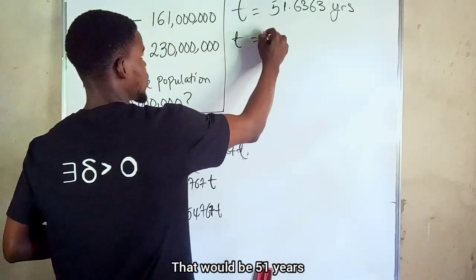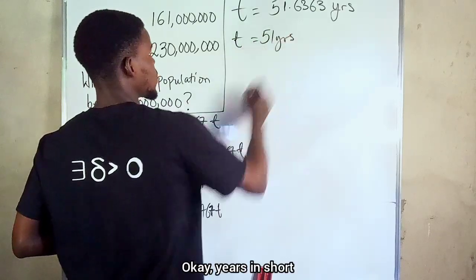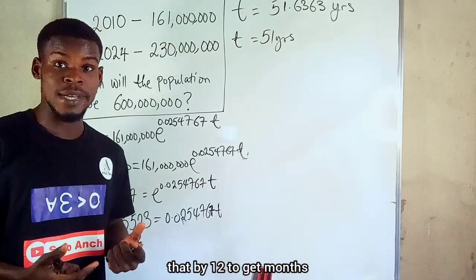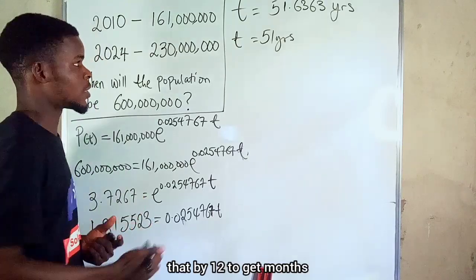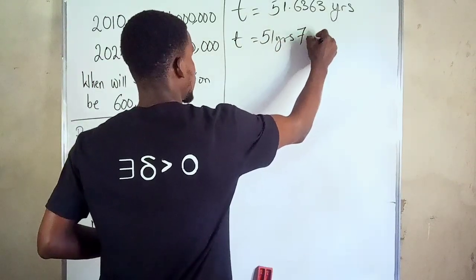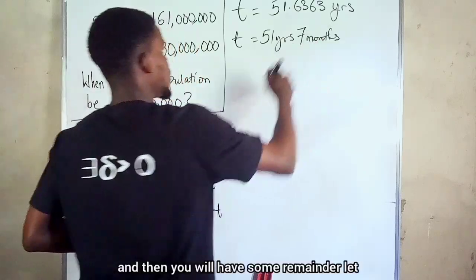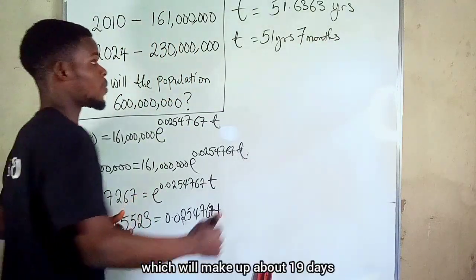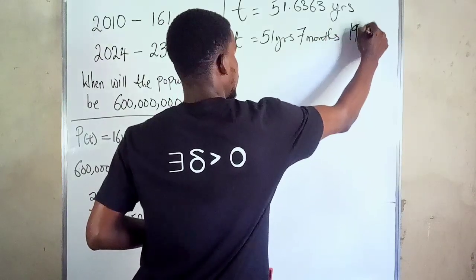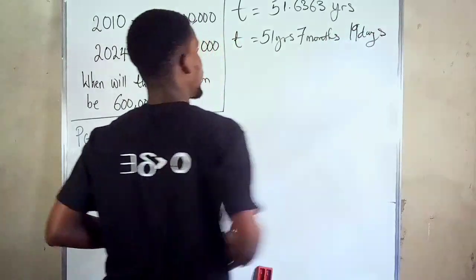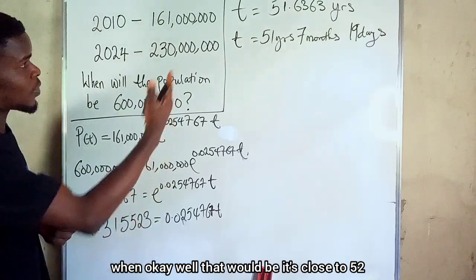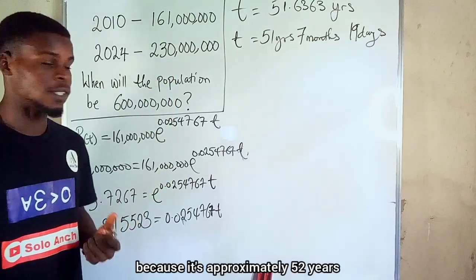That will be 51 years. Then 0.6363, you can multiply that by 12 to get months, which will be about 7 months, and then you will have some remainder which will make up about 19 days. Well, 51 years from when? It's close to 52, so you can say approximately 52 years.